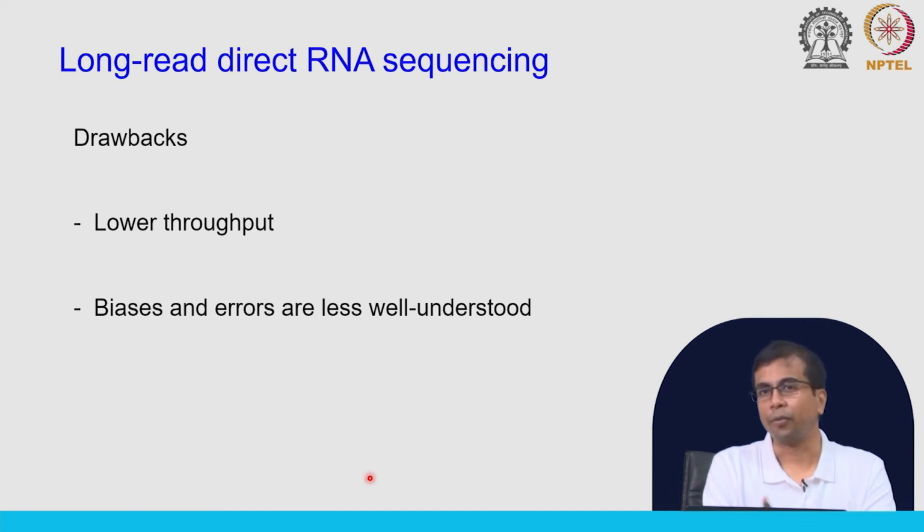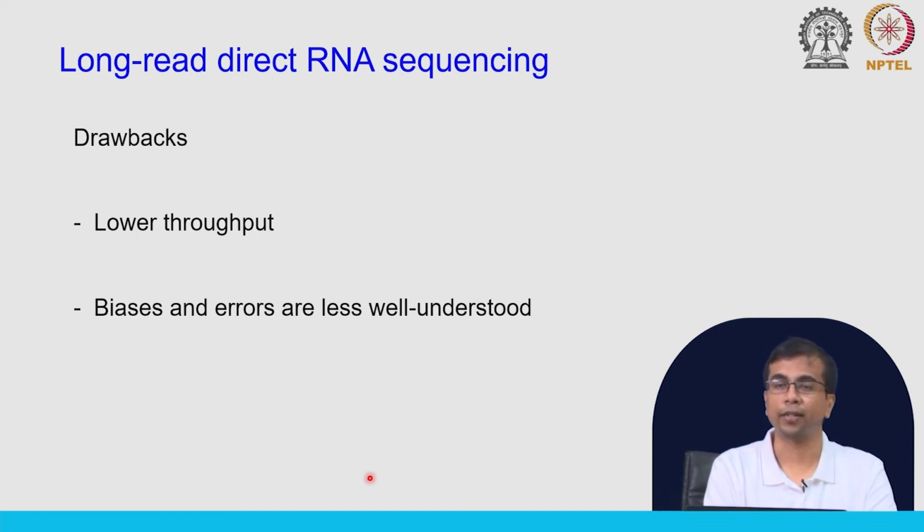So, again the throughput is still lower compared to the Illumina platform, or short read platforms, and in some cases this might be a limiting factor, because you want expression levels of even the very lowly expressed genes to be measured, and in that case you need a bigger amount of data. So, you need a lot more throughput. So, at least 30, 40, 50 million reads to actually get to that level, where you can measure expression levels of even very lowly expressed genes.